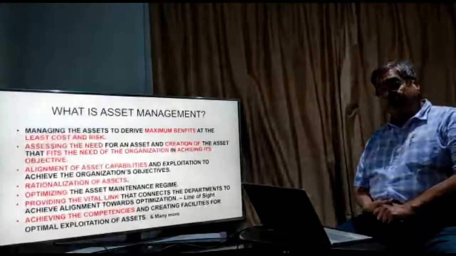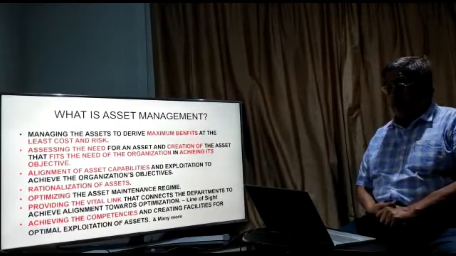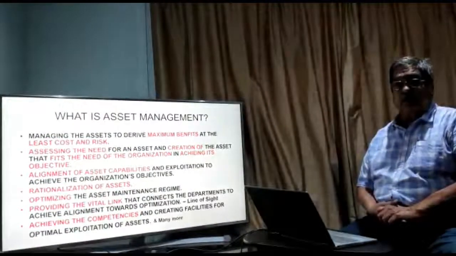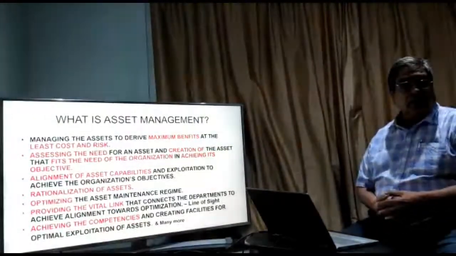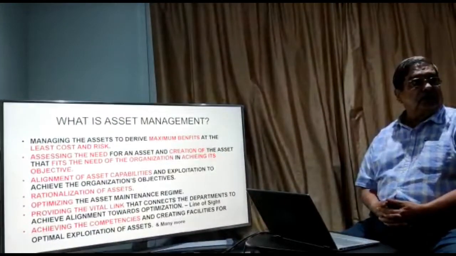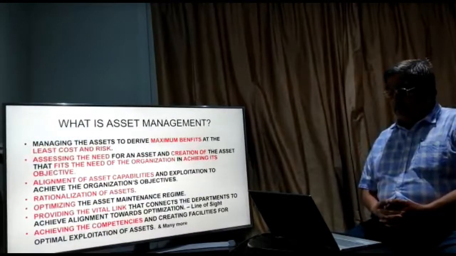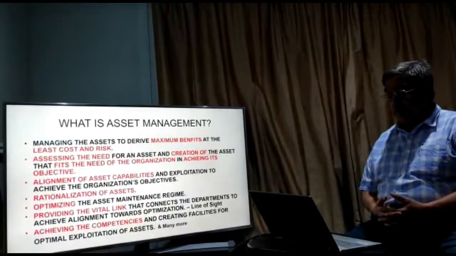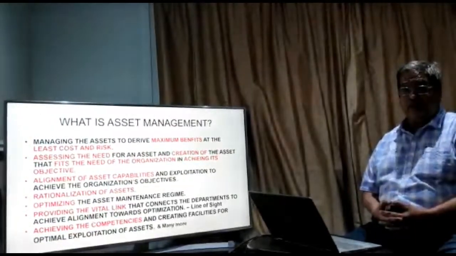Then the next point is the rationalization of assets. Another point is optimizing the asset management, so we have to optimize for cost and effort. Then next is providing the vital link that connects the departments to achieve alignment towards optimization. This is called line of sight.